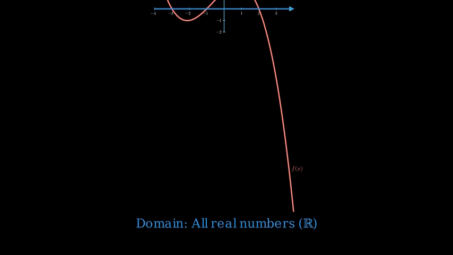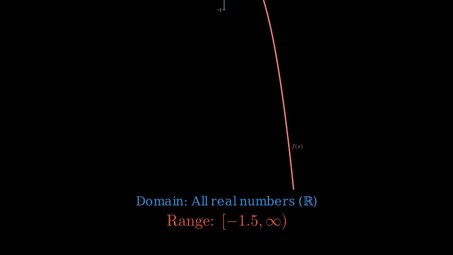Next, we identify the range, which is the set of all possible y values that the function can output. For this function, we can see that the y values range from this minimum point here to infinity. So the range is approximately from negative 1.5 to positive infinity.